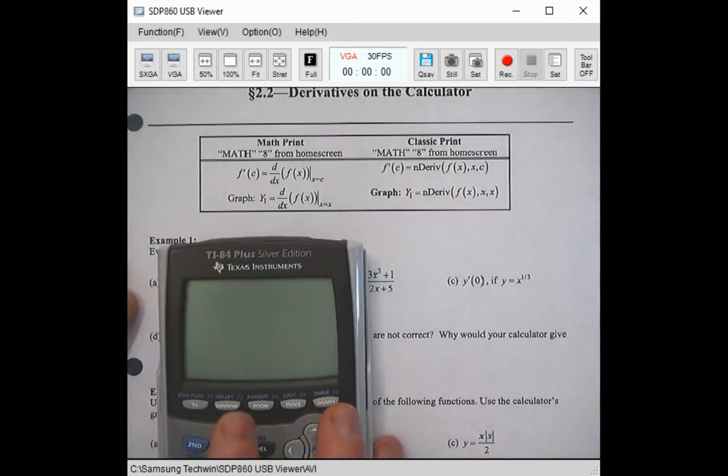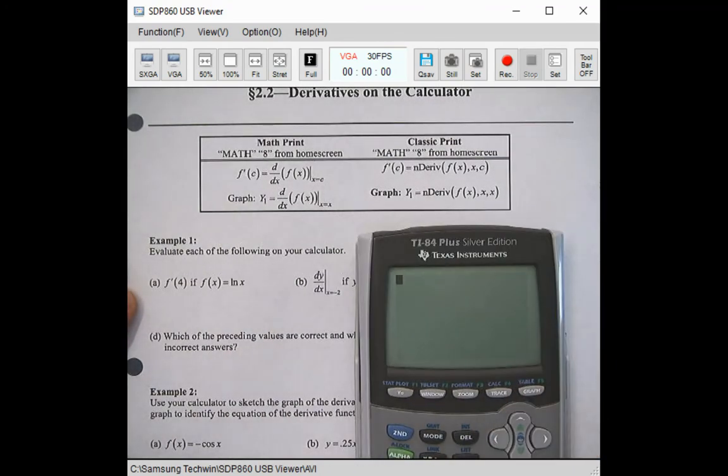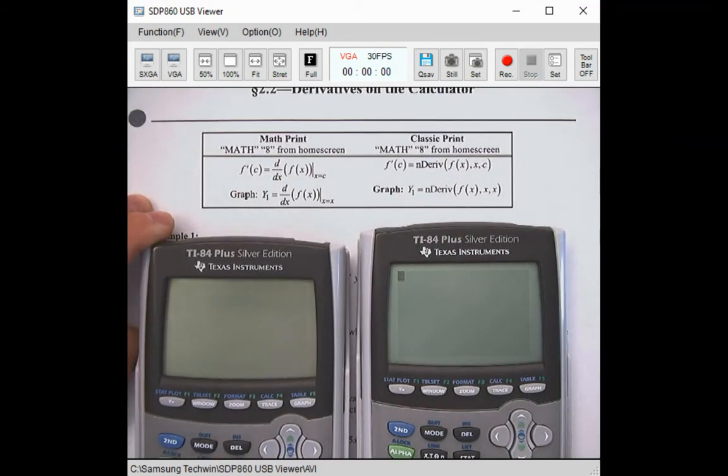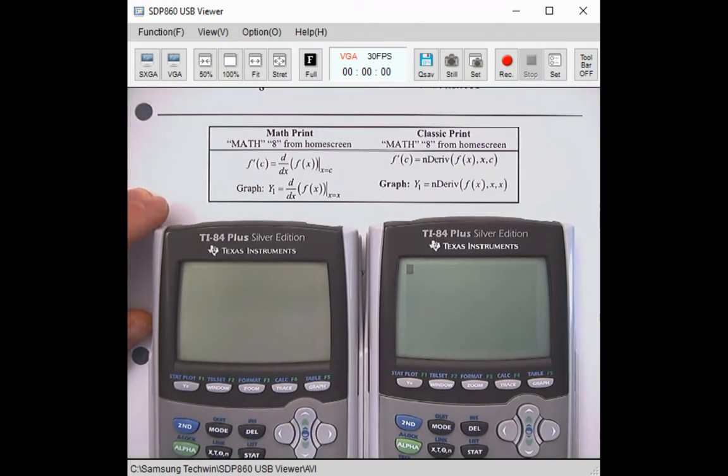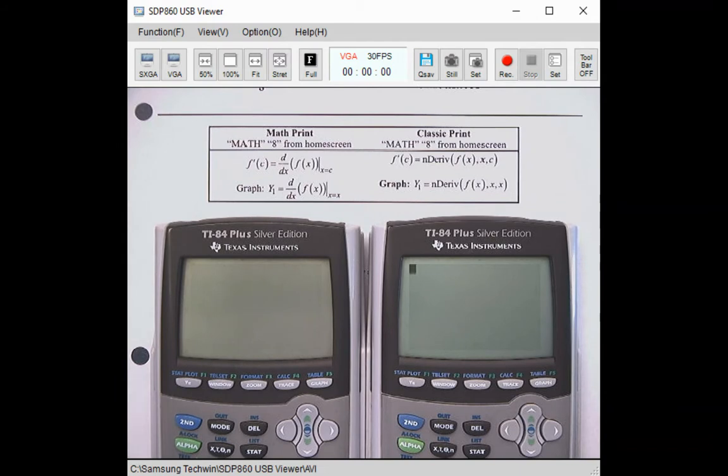So there's two ways. Let me see which calc this is. There's two different operating systems that you're going to see on the TI-84. I have the math print, which looks fancy. The derivative at C is this thing. We want to select math 8 from the home screen. So I could either go math and then down to number 8, nDeriv. I can hit that. Or if you want, you can hit math and just hit the number 8 and it'll bring you there as well.